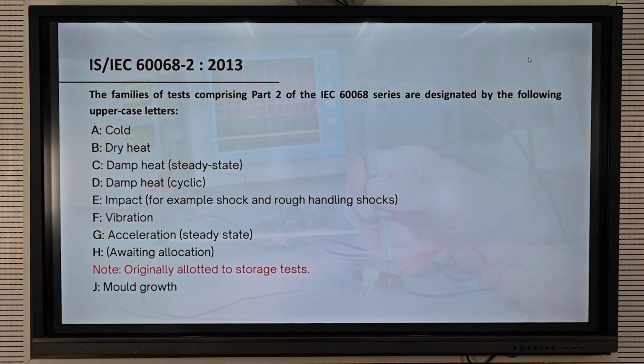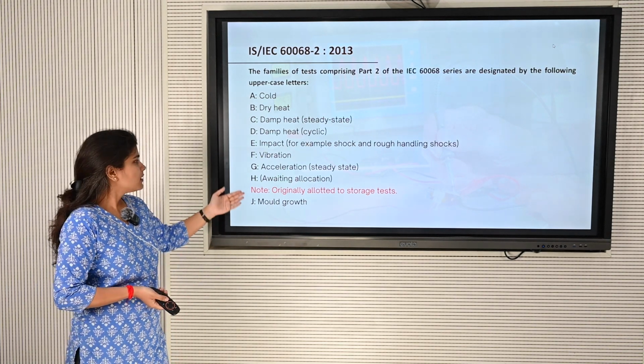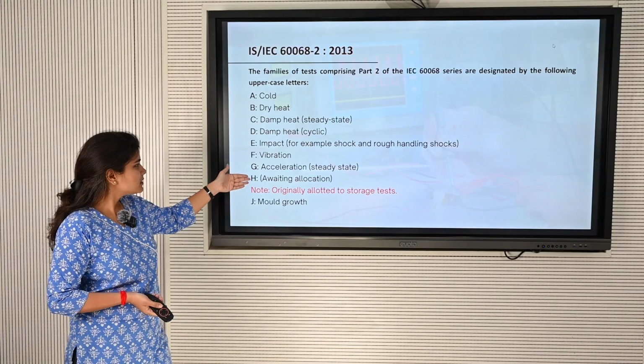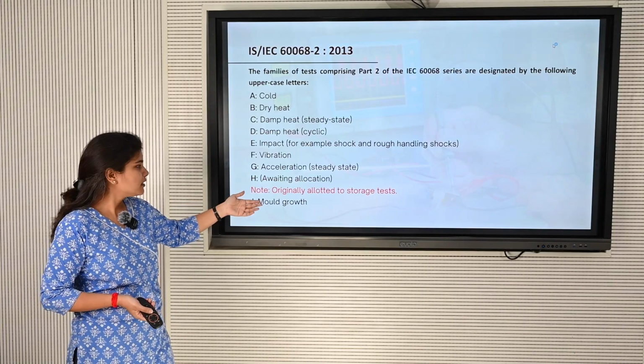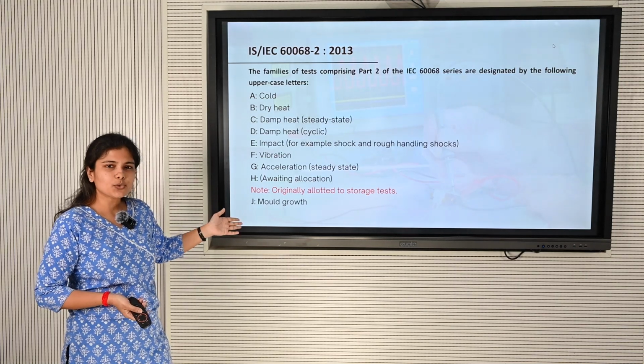E is for impact test, right? If something just falls on the ground, the force with which it is impacted is the impact test. Then comes test F, that is vibration test. What happens if my product is subjected to the effects of vibration? That talks about the vibration test. G is about acceleration. And there are some other tests which are still to come.